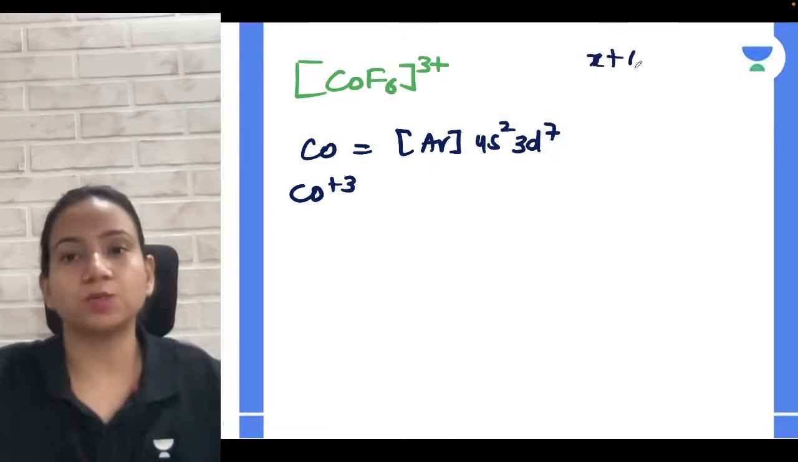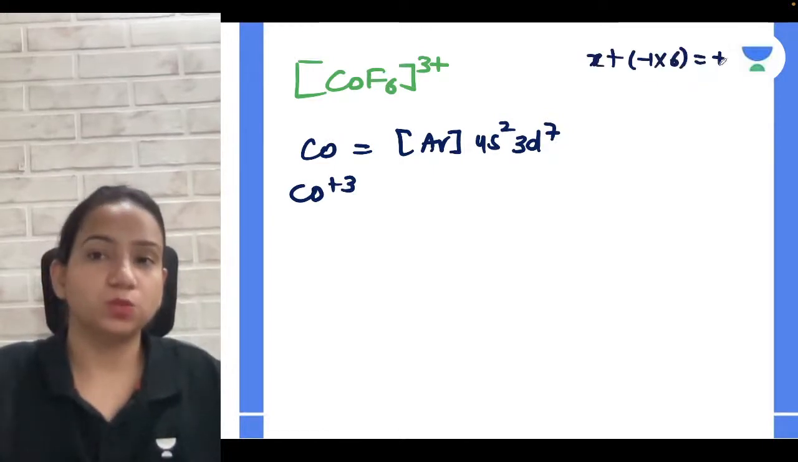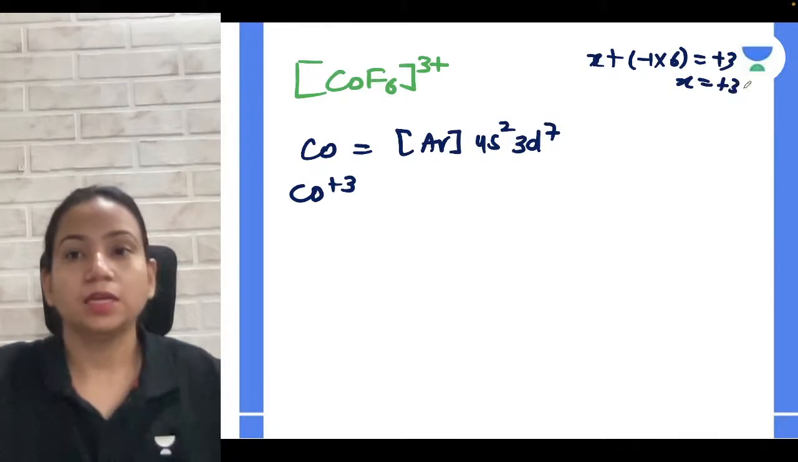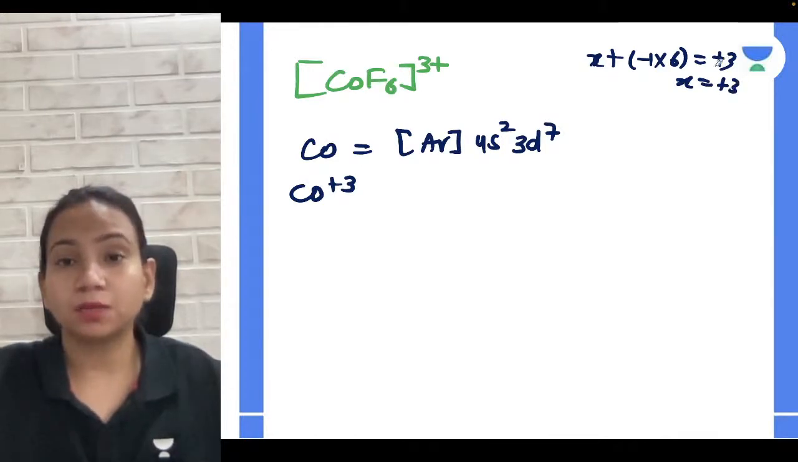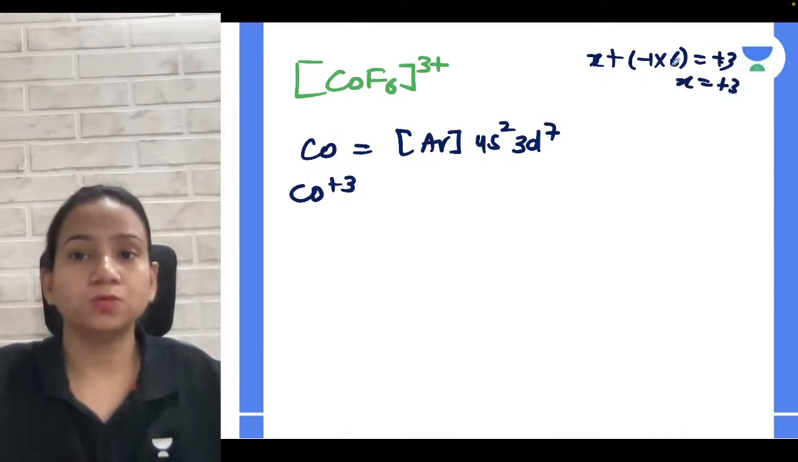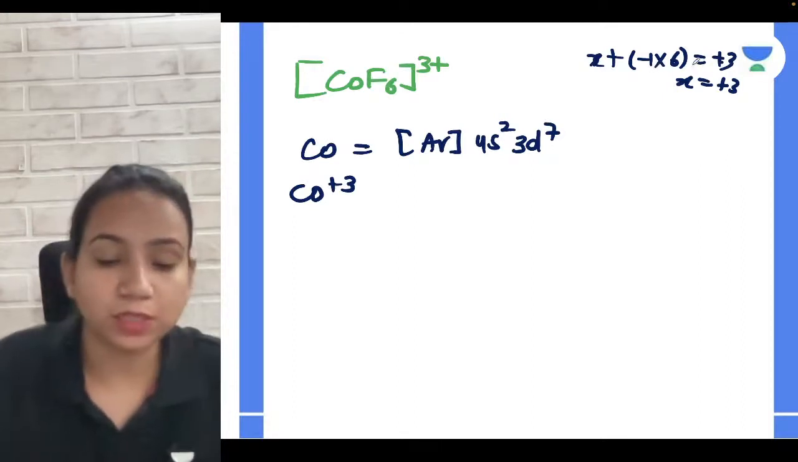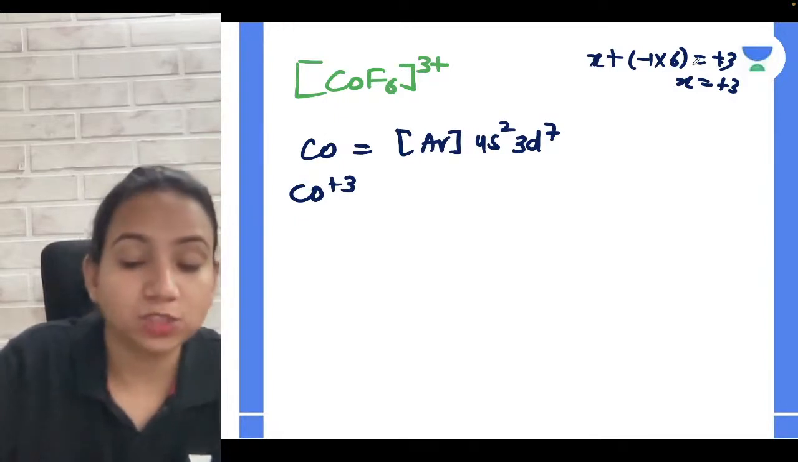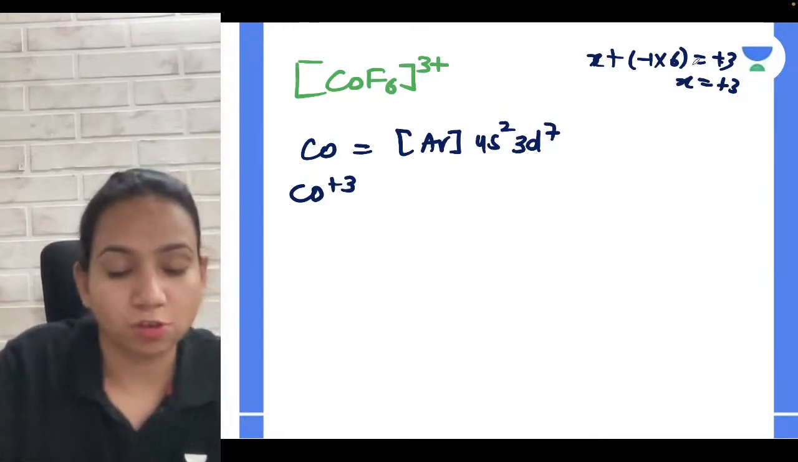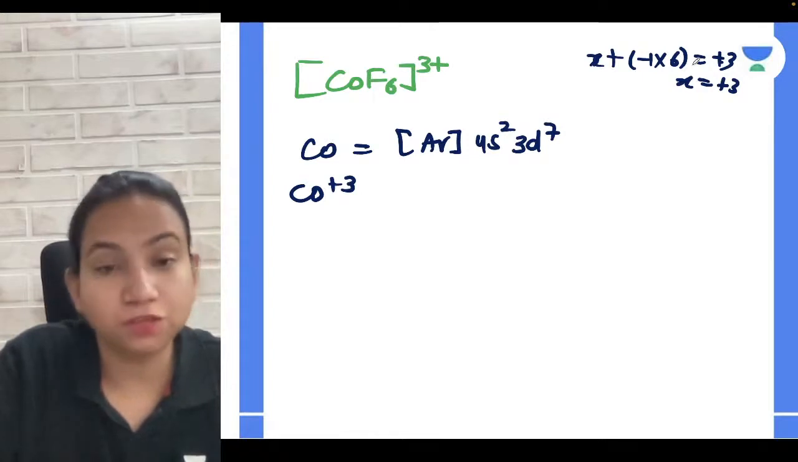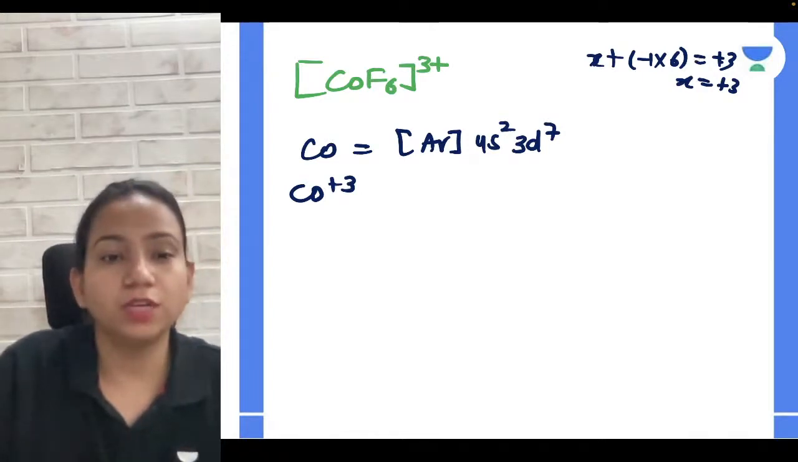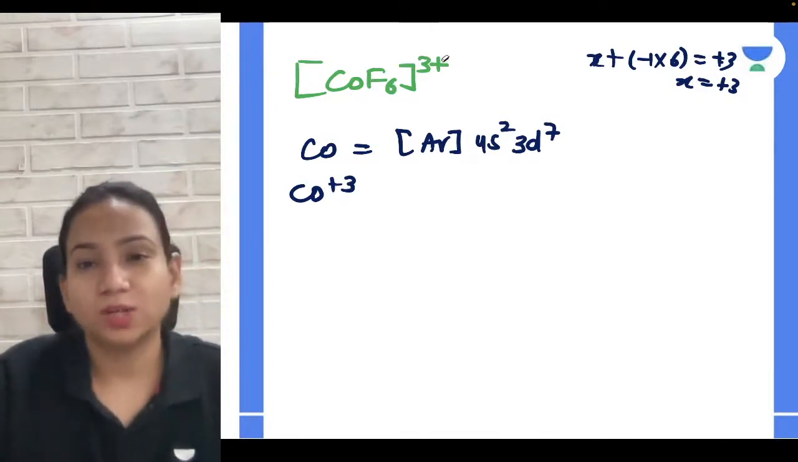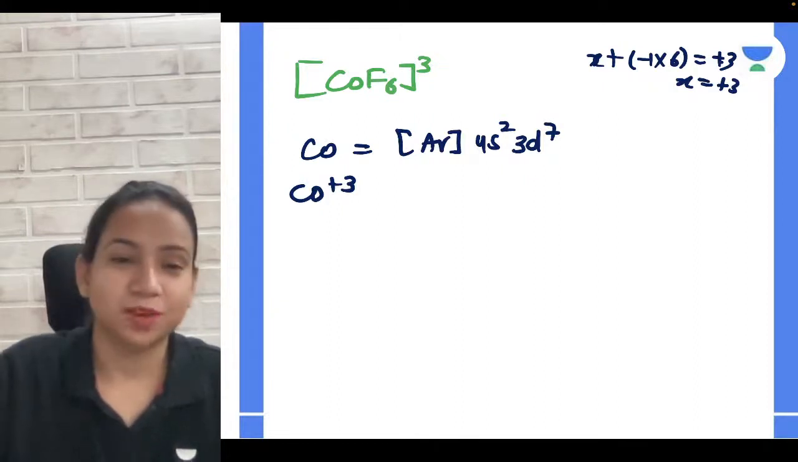How will you find it out? X plus (-1) into 6 is equal to the charge on the complex. So X is +3, because -6 is equal to +3 here. It has to be a -3 charge on the complex. Sometimes I give you a slightly different charge also, and you have to relate. So it is not +3, it is a -3 charge.